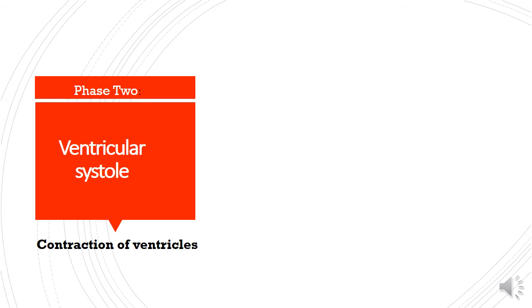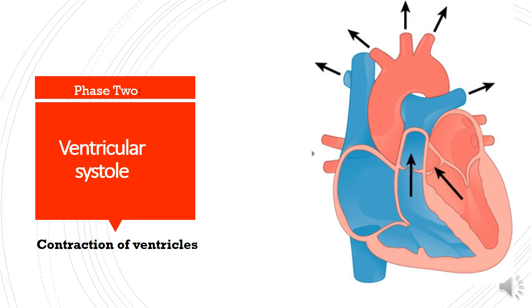Now we're going to talk about phase 2. Phase 2 is known as ventricular systole. Again, remember, systole means contraction, and now we're talking about the contraction of the ventricles. Remember, during the last phase, the blood moved from the auricles into the ventricles. The first thing that happens here is that the tricuspid and bicuspid valves close. This prevents the backflow of the blood from the ventricles into the auricles.